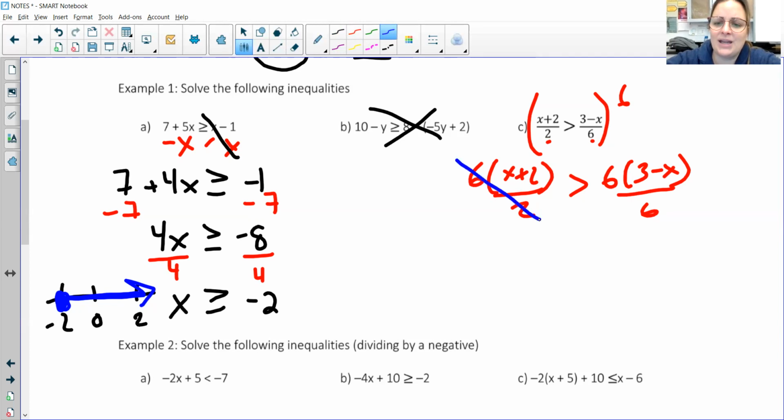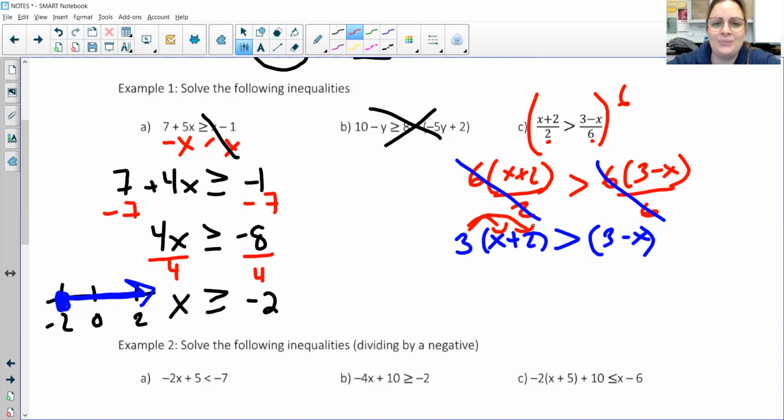6 divided by 2 leaves you with 3, so 3 times (x plus 2) is greater than, that cancels out and leaves you with 3 minus x. The next thing I want to do is expand my brackets to simplify both sides and also work on moving things around. That gives me 3x plus 6 is greater than 3 minus x.